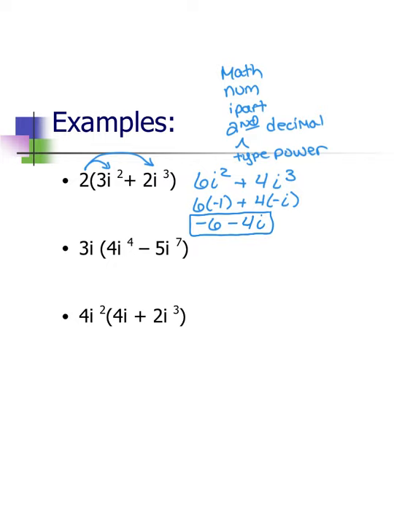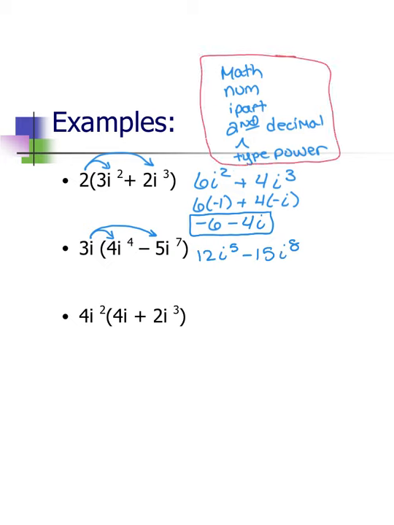If I look at the second example, 3i times 4i to the fourth is 12i to the fifth. 3i, remember we add exponents, times -5i to the seventh is -15i to the eighth. We're going to then use these steps up here to simplify our i powers. We're going to get that i to the fifth is i, so 12 times i, and i to the eighth is 1. So if I multiply 12 times i I get 12i, and -15 times 1 is -15.